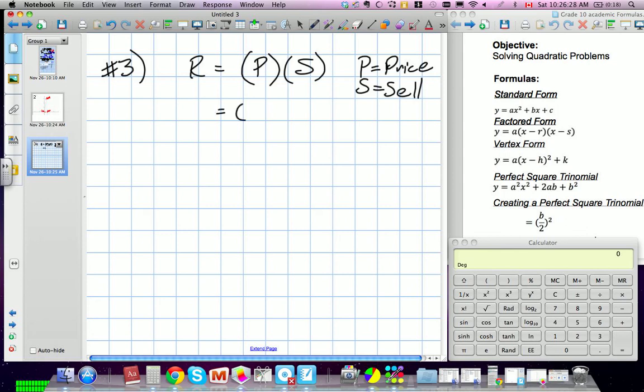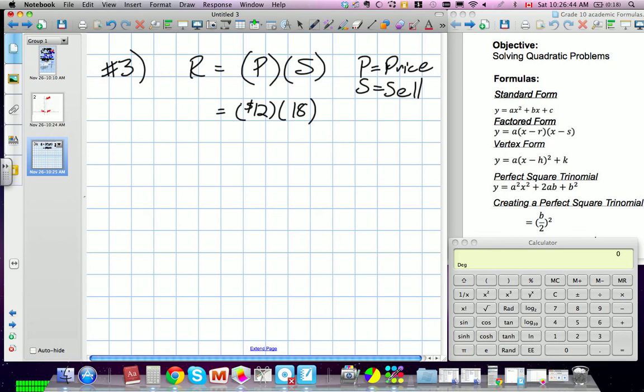So the price was $12, and they sold 18 t-shirts, right? So we could already figure out how much revenue they had last year. In fact, we know that their revenue last year would be 12 by 18, 216. So that was their revenue last year.